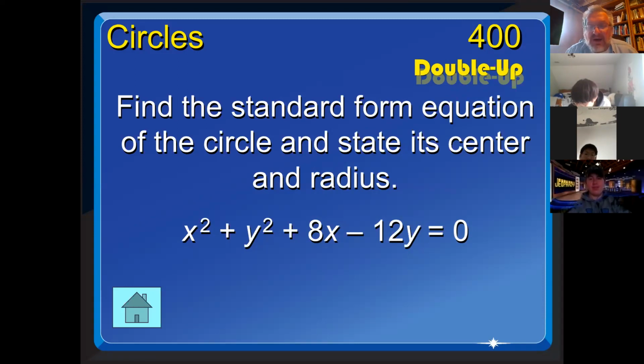Gavin, I was just talking about how we do the completing the square. We have to add those figures to the right side, and we have to square them. So it'd be 16 plus 36: 4 squared is 16, negative 6 squared is 36. That gives us the 52 on the right side. Then we use the binomials to find the center, and we take the square root of the right side to find the radius.